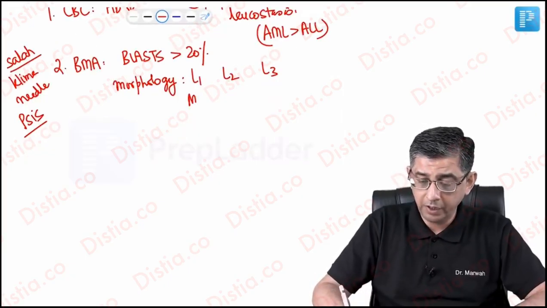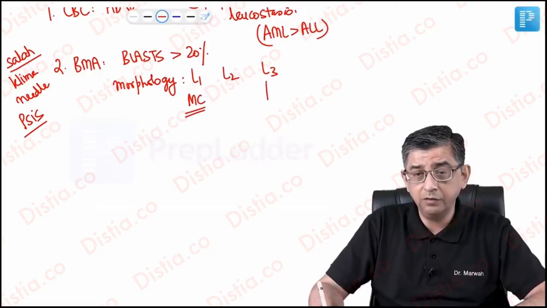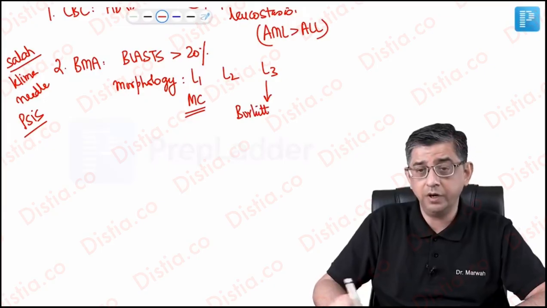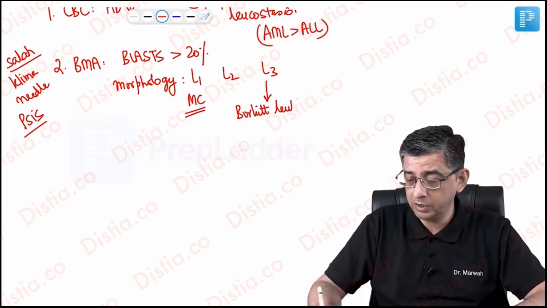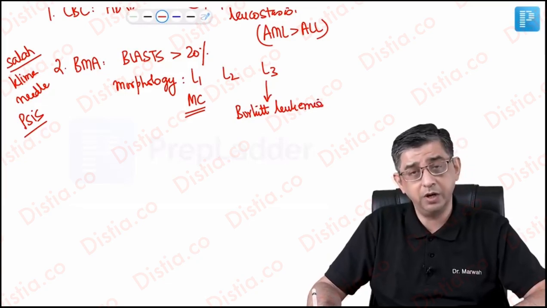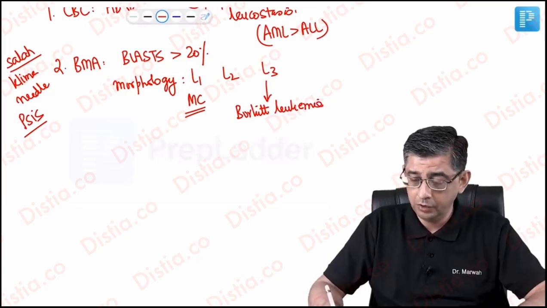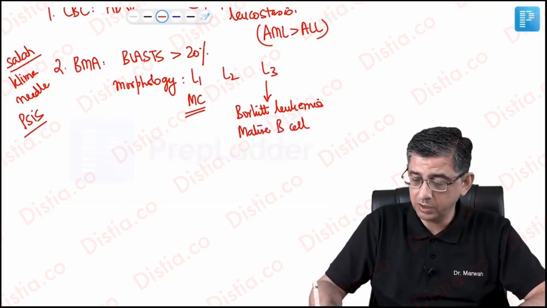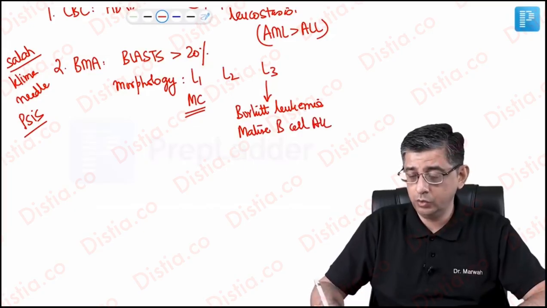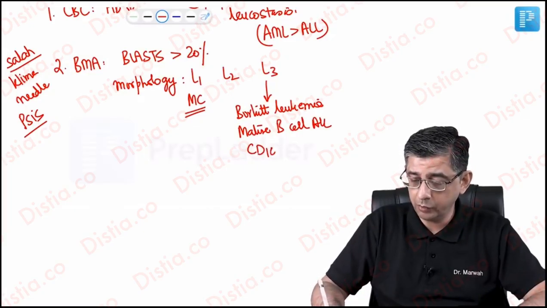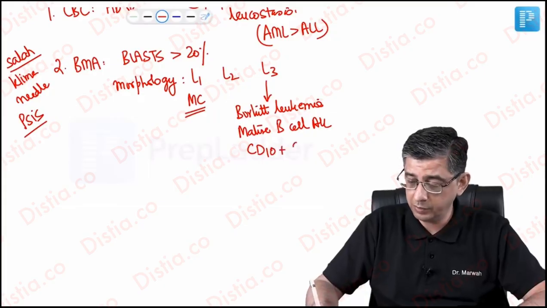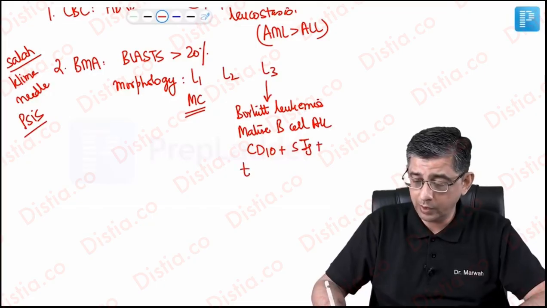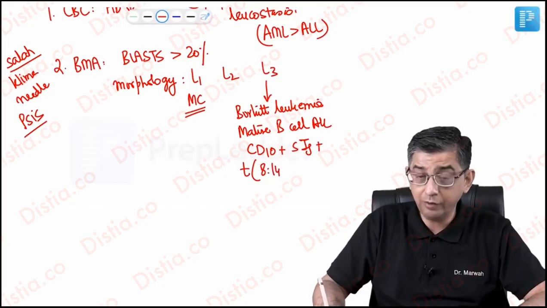Of this, L1 is the commonest one, and for the L3 variety, they would love to ask about the following aspects. L3 variety is also referred to as Burkitt's leukemia, not lymphoma, I'm talking about Burkitt's leukemia. This is a mature B cell acute lymphoblastic leukemia. Then he'll ask you the flow cytometric markers here, that would be CD10 positive and surface immunoglobulin. Subsequently, he will ask you regarding the chromosomal swaps associated with it. So that would be 8;14.